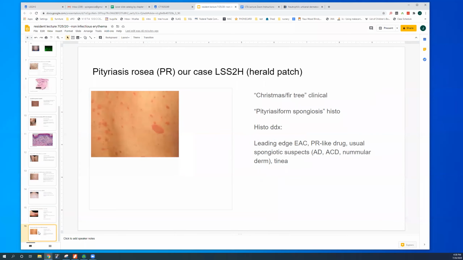Anybody have any comments on pustular psoriasis? Once again, do your PAS stain if you're reading your own slides and you see that. You want to make sure you don't miss tinea.